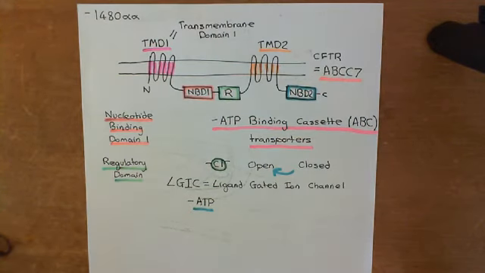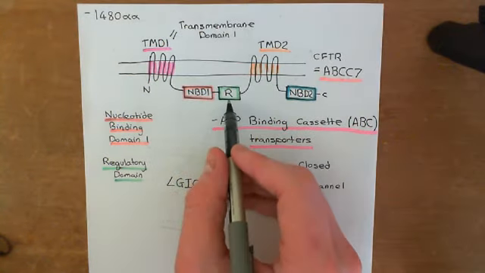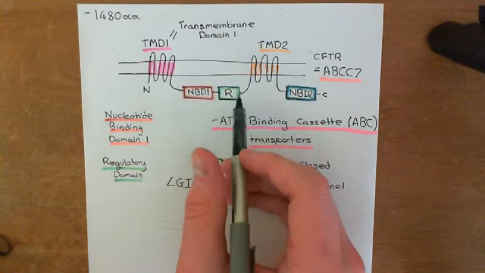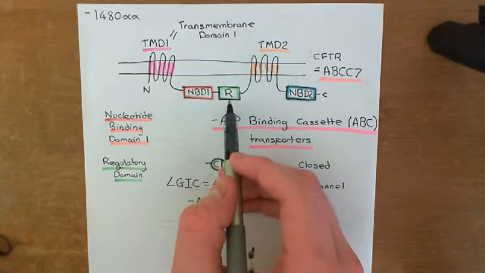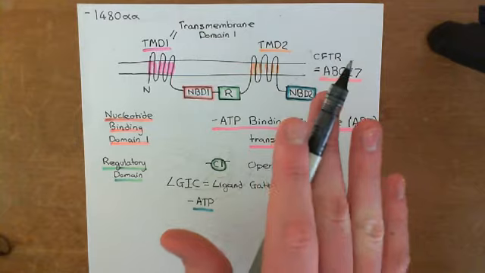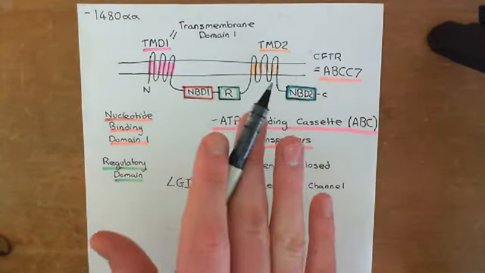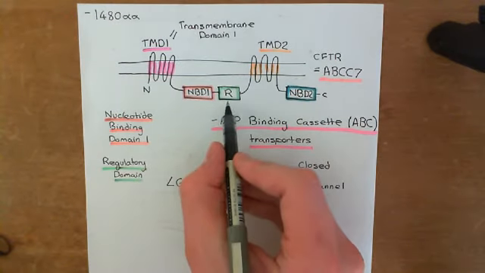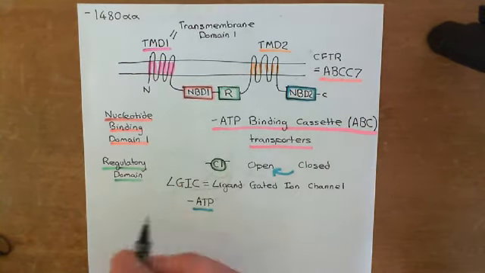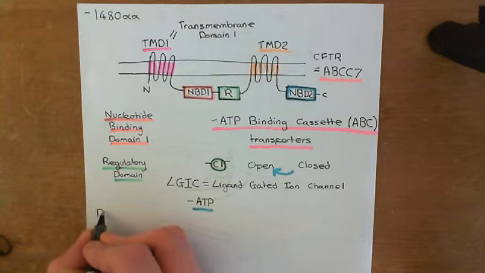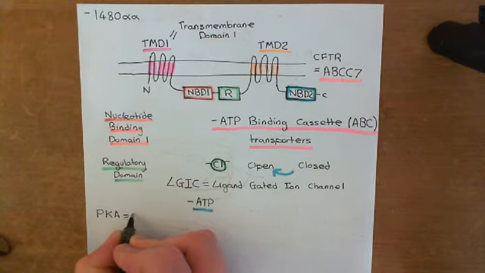Okay, right. So the first thing that has to happen, long before ATP comes along and binds, is this regulatory domain has to be phosphorylated. If the regulatory domain is not phosphorylated, then the thing is just going to sit in the closed state forever. Okay? It will not start functioning at all until this regulatory domain gets phosphorylated. Now, the regulatory domain is going to be phosphorylated by protein kinase A. PKA. Okay, so this is protein kinase A.